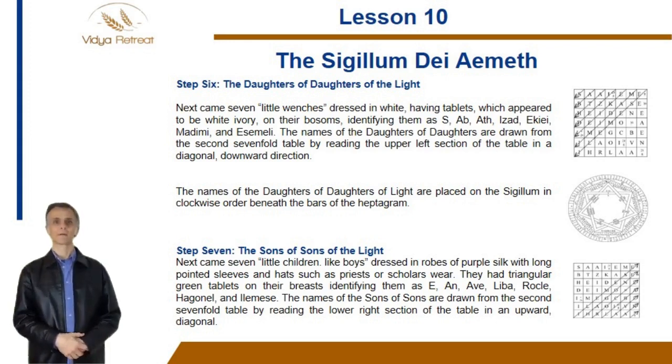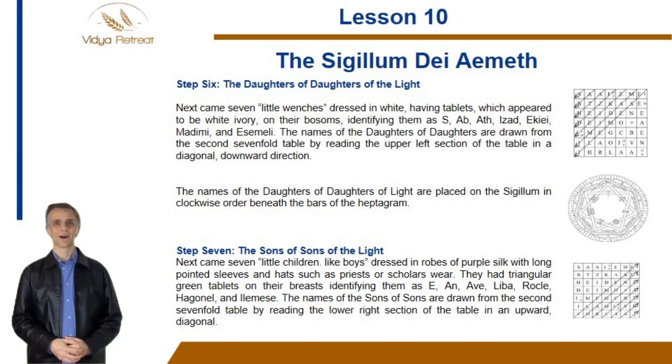Step 7. The sons of the light. Next came 7 little children, like boys dressed in robes of purple silk with long pointed sleeves and hats such as priests or scholars wear. They had triangular green tablets on their breast identifying them as An, Av, Liber, Rokal, Hagonal, and Iomes.